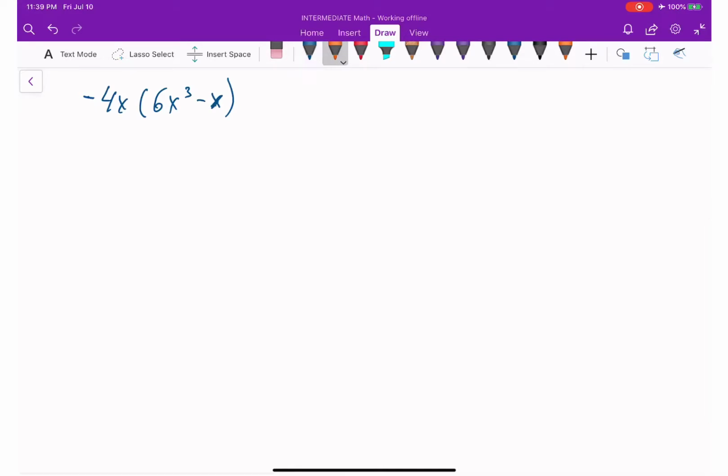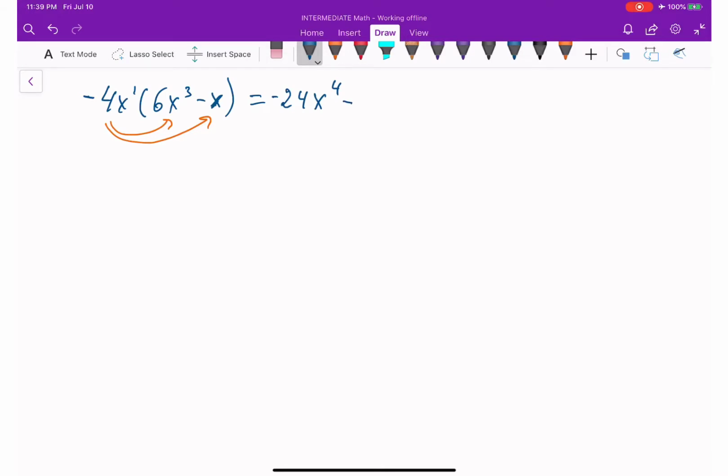So what we are going to do, we take this negative 4x, multiply by 6x cubed, negative 4x, multiply by negative x. That is going to be negative 4x times 6x cubed. It's going to be negative 4 times 6, negative 24. And x to power 1 times x to power 3. When we multiply, we add exponents, right? And that's considering same base. So x to 4.